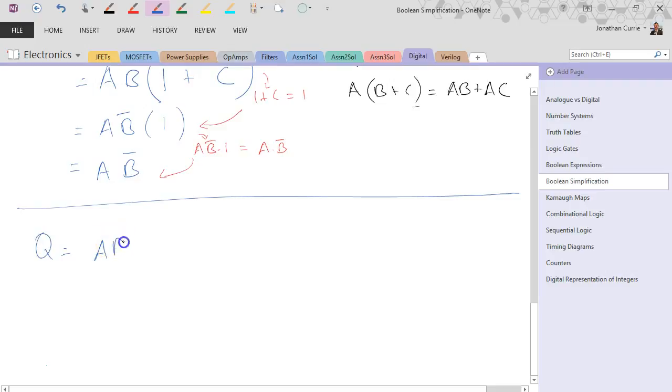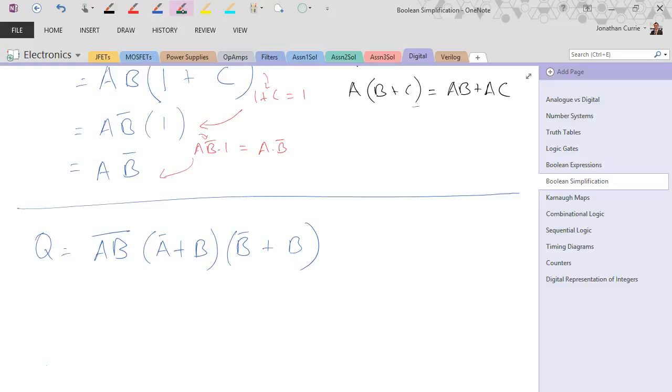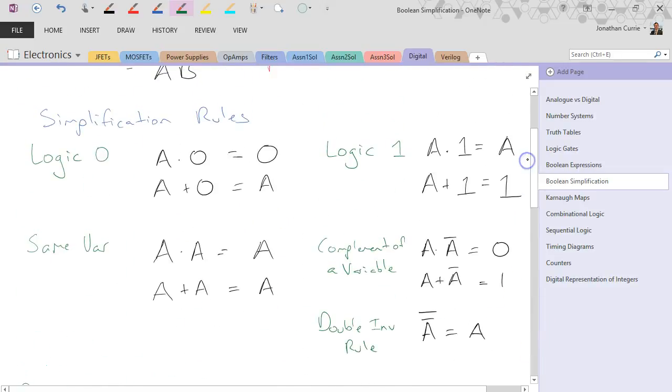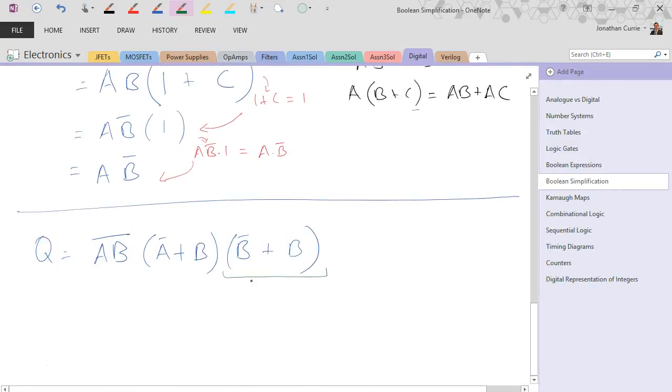Q equals A, B, not A plus B, not B plus B. Now when I look at this one, a couple things I will realize immediately. This bracket here looks interesting, not B or B. We've already seen that complement of a variable, A or not A, is equal to 1. So we know straight away, applying that rule, it's going to be equal to 1.